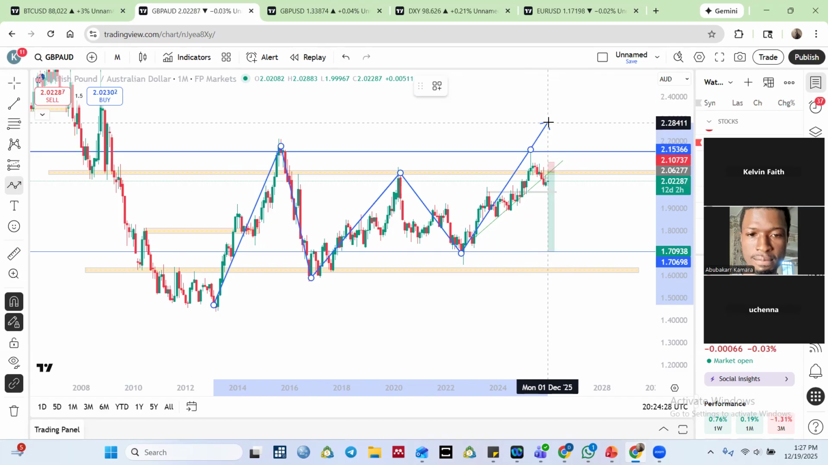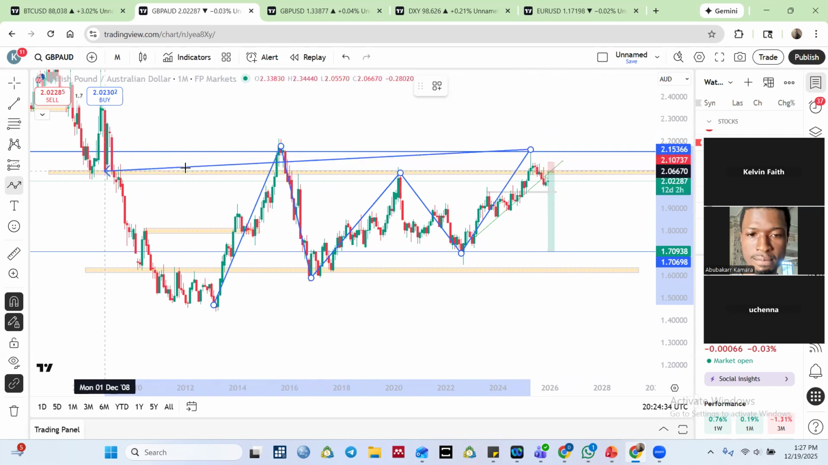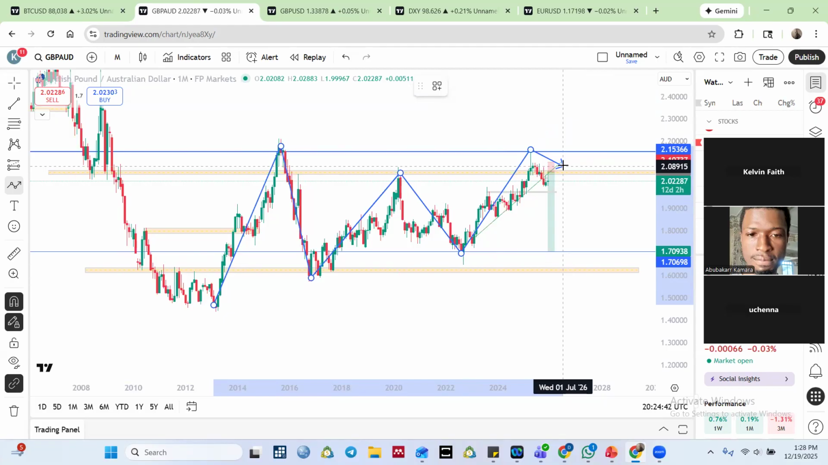So the meaning of this is simple. It means that the sellers at this level are very strong, and it looks like this pair is likely to resume back to the bearish trend. If that is going to be the case, this pair might end up giving us a lower low.